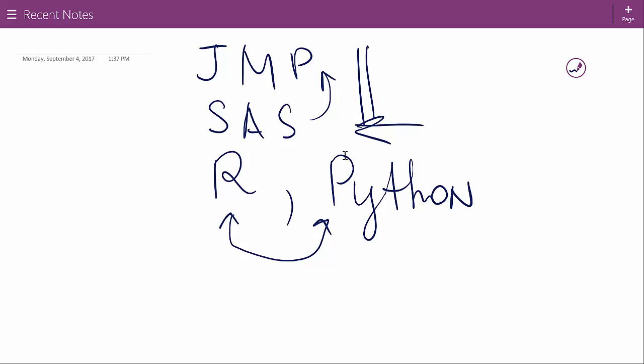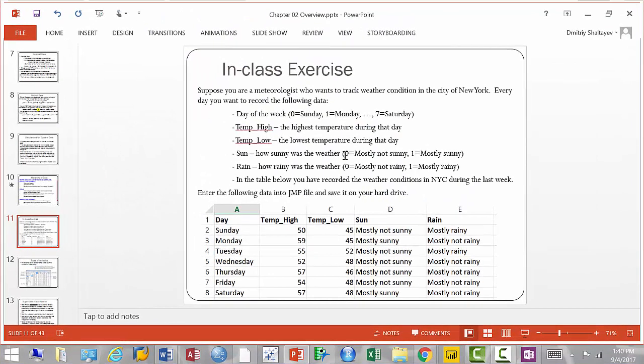So we're going to use JMP in this class, and let's go ahead and see if we can launch JMP. So go to the Start menu. Okay, unfortunately here I don't have a start menu, that's a different Windows system. So click on the start, and there are all programs, okay? And there you should see JMP Pro 13.